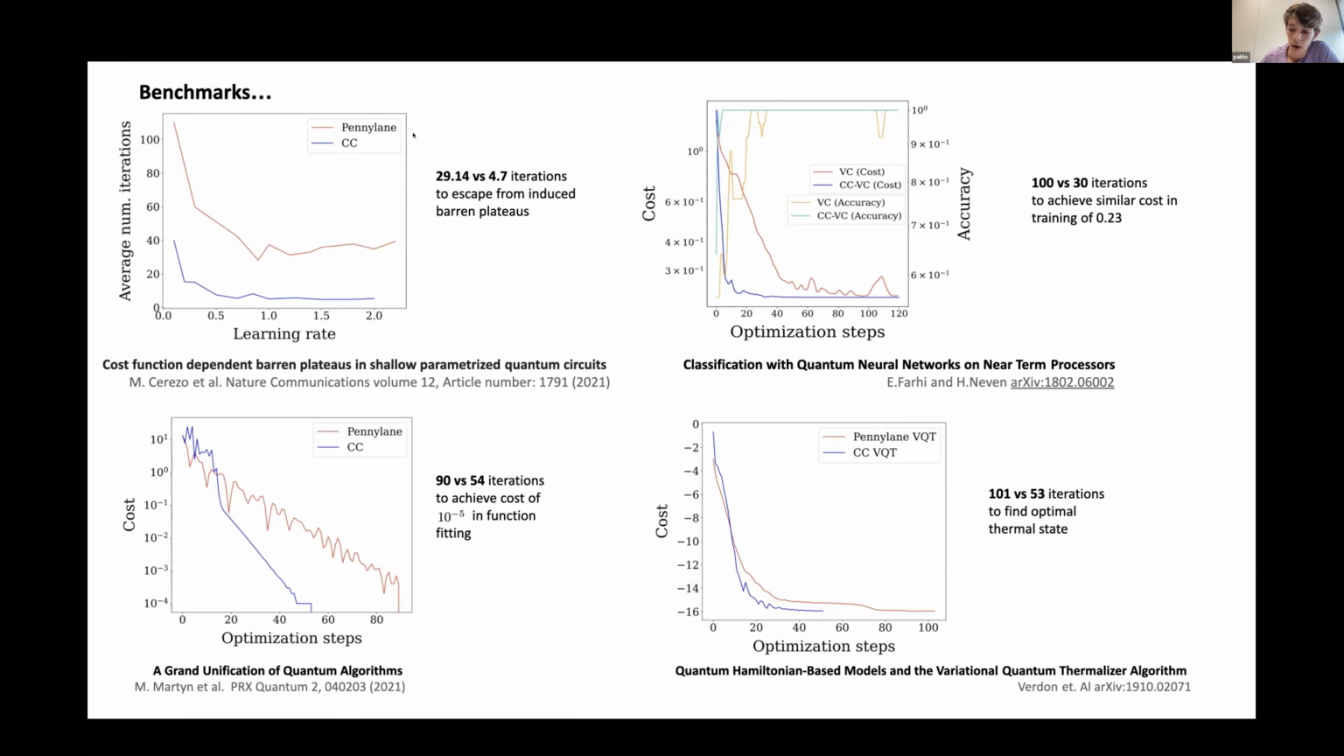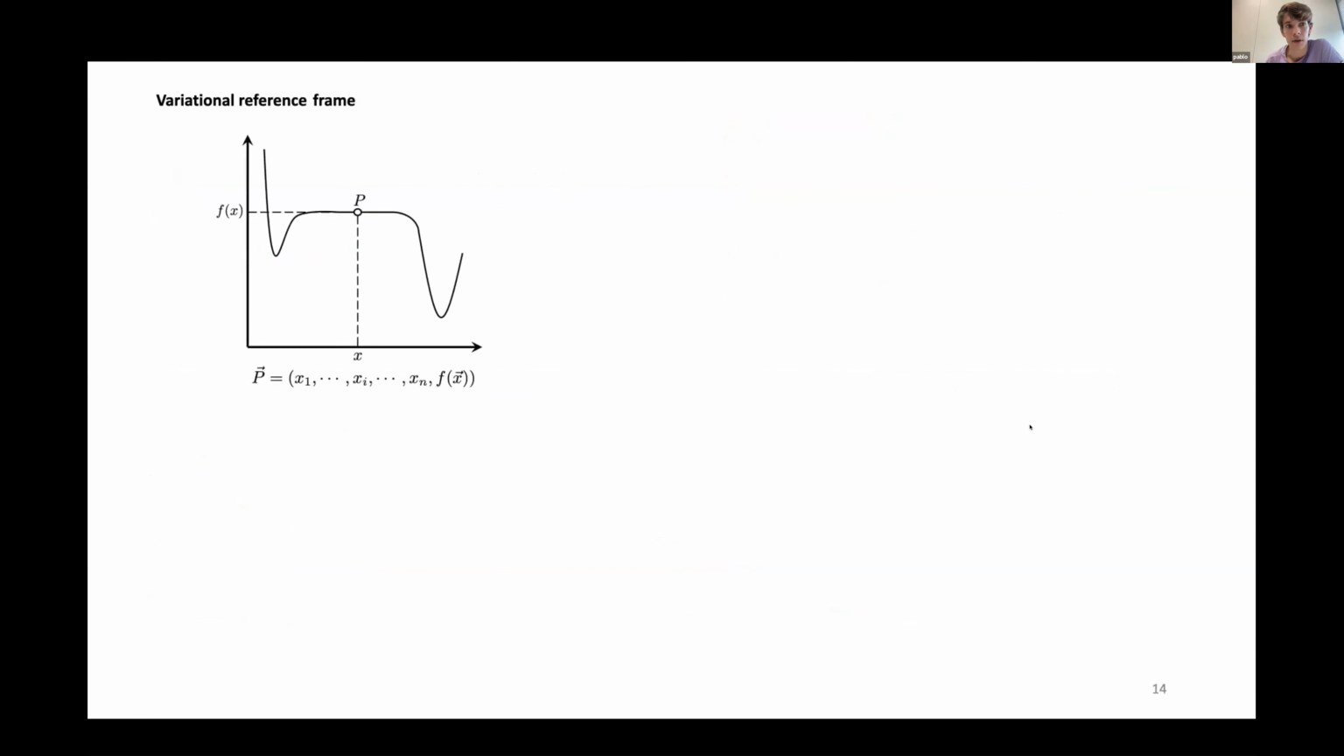They can get out of these barren plateaus with an average number of iterations of 29.14. And we got the very same accuracy, in terms of times you can get out of the barren plateau, in just 4.7 iterations. Those are also benchmarks for other articles. I want to go quickly on this.